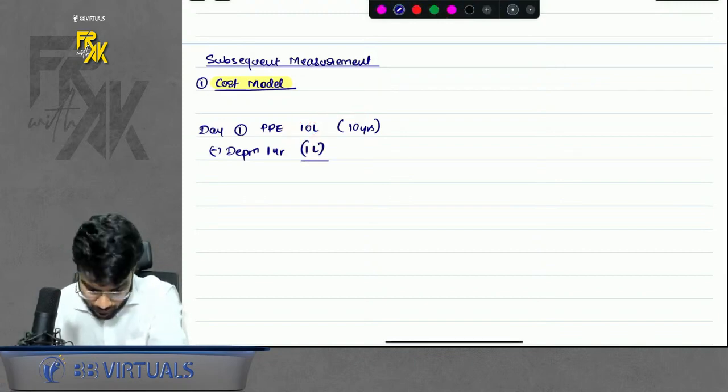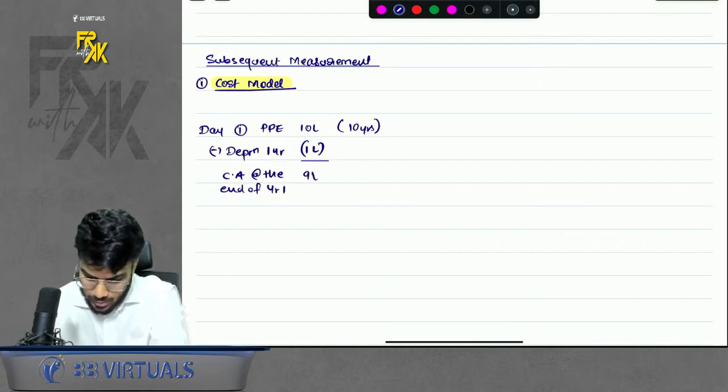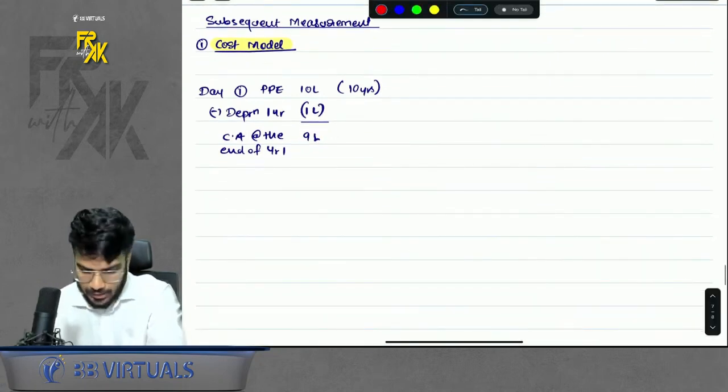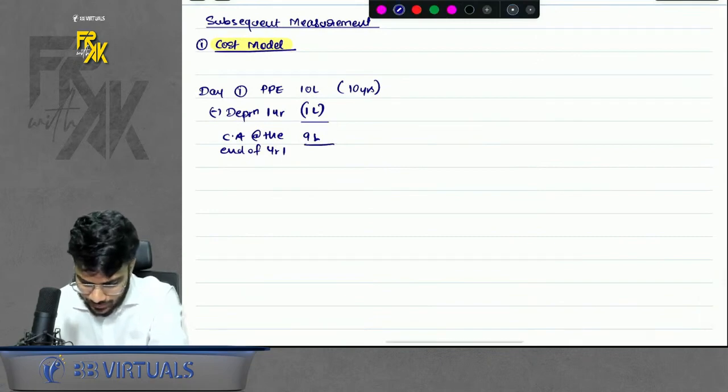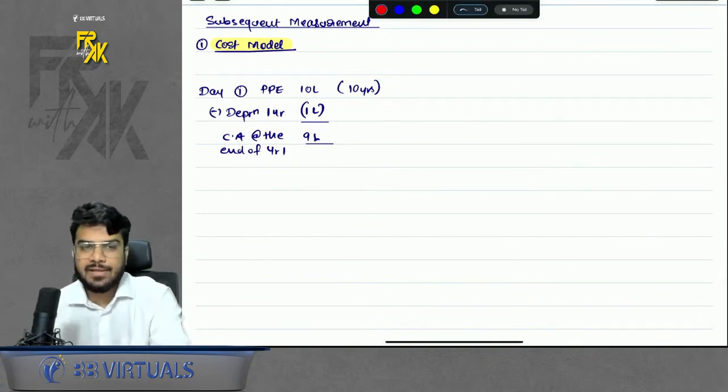So you will get the carrying amount at the end of 1 year as 9 lakhs. So under the cost model, we will keep the asset at 9 lakhs only. It is as simple as that. This is our cost model. Very simple.